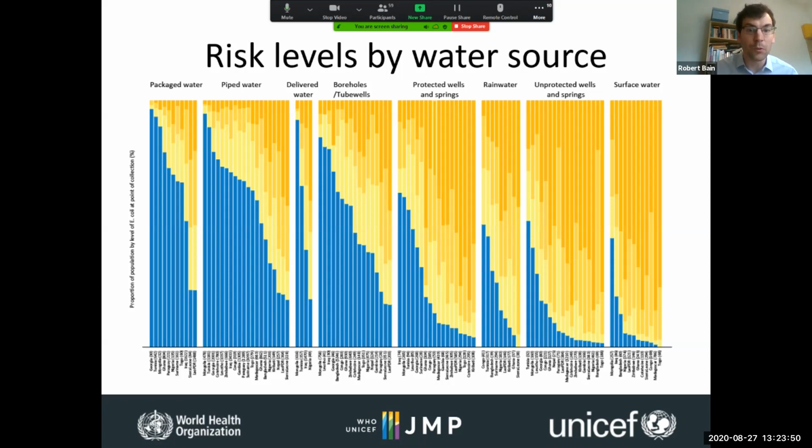And you see broad patterns which one might expect, but also substantial variability for the same water source type across countries, and populations exposed to very high risk drinking water, including for water sources that are considered to be generally good, so piped water and packaged water. You do see quite large proportions of the populations in some countries drinking water that is contaminated.